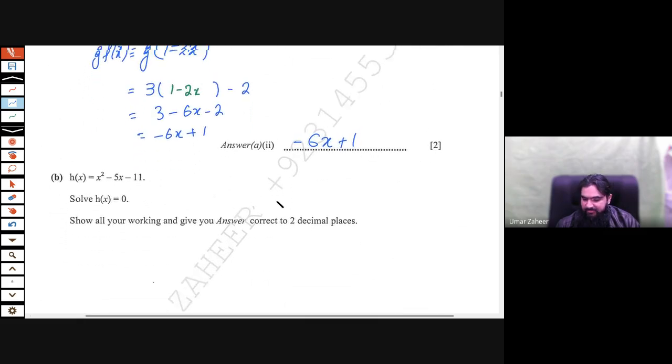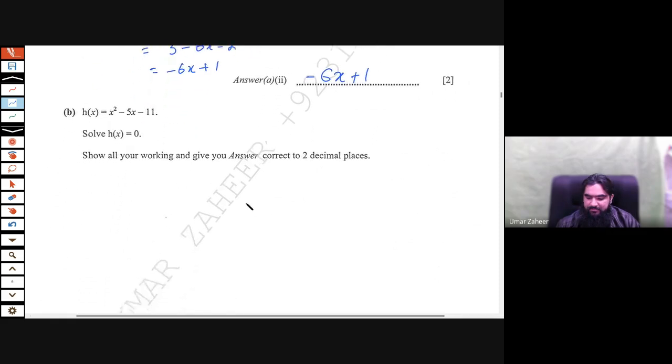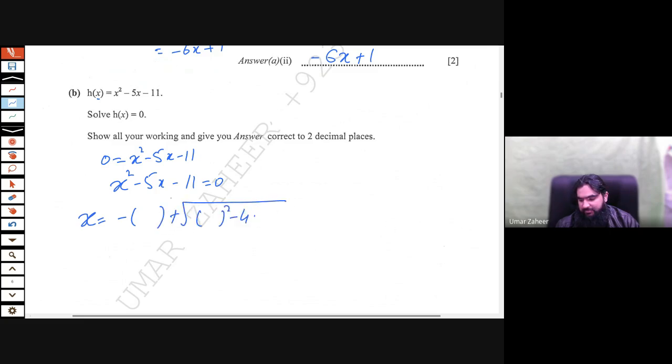Okay, so in the next part you have h(x) is equal to x squared minus 5x minus 11, and he says that h(x) is equal to 0. So if you substitute 0 here, you will get a quadratic equation. For a quadratic equation, we have two ways. Obviously we are not able to factorize it. We have to go for completing the square, or we can go for the quadratic formula. I'm just using the quadratic formula. x is equal to minus b plus minus square root of b square minus 4ac, divided by 2a. Yes, everyone remember this formula?